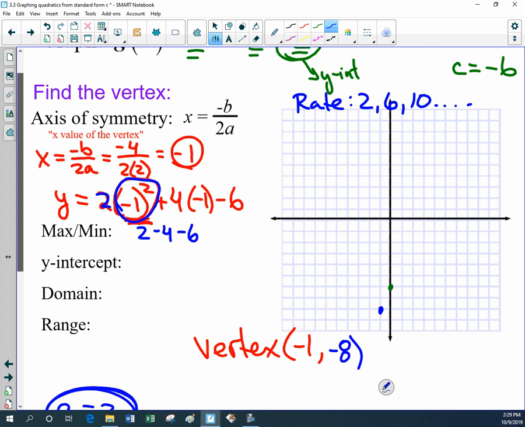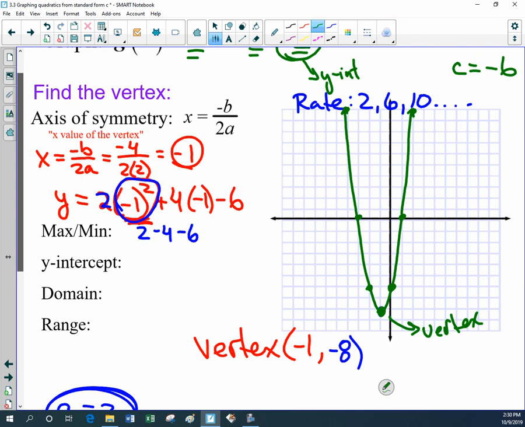So from our vertex right here, we're going to go up 2 over 1, and that matches up with our y-intercept. Up 2 over 1. Then we would go up 6, so 1, 2, 3, 4, 5, 6 over 1. Then we would go up 10 over 1. And here's our graph.